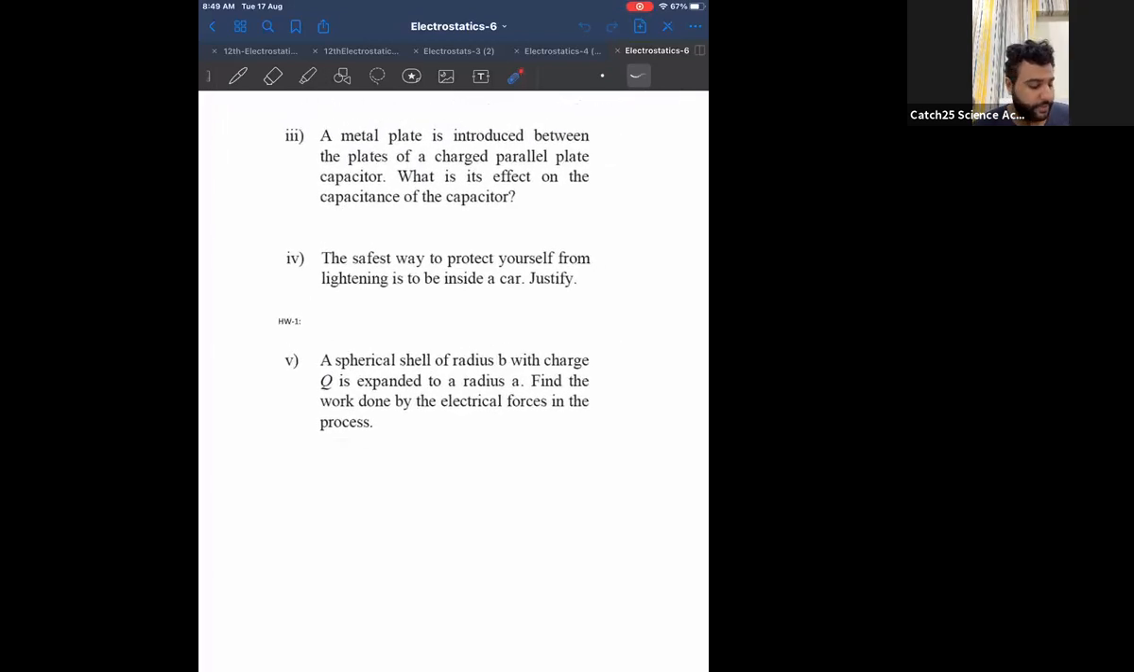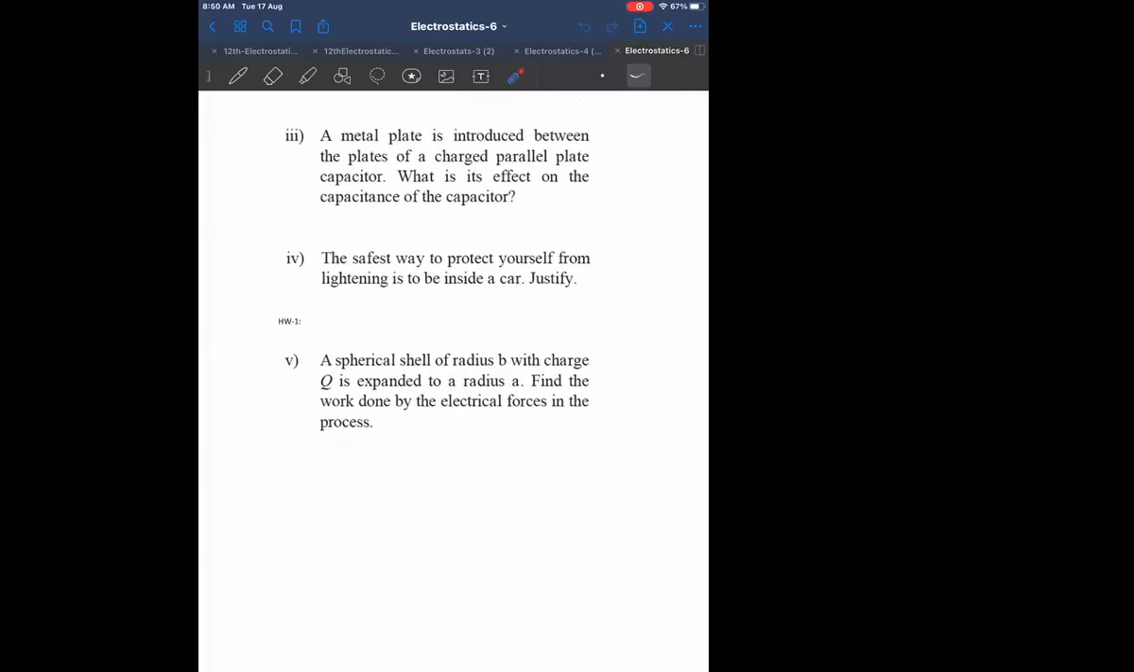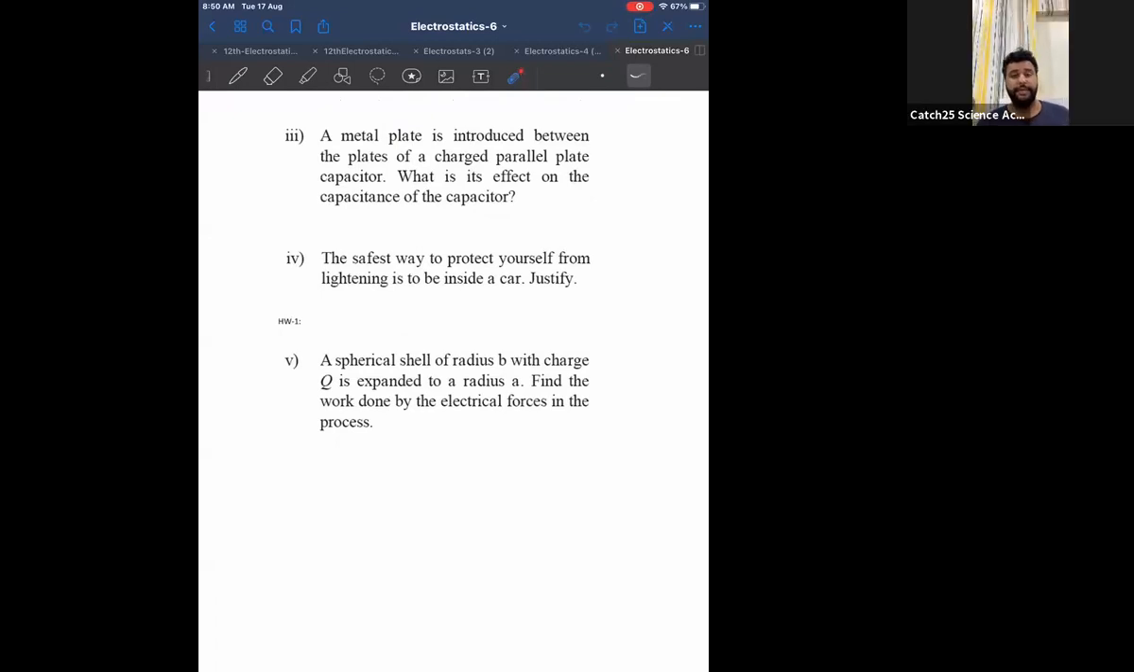Fourth one, tell me, what should be the answer? Electrostatic shielding. Electrostatic shielding is correct because the electric field inside the car is 0. We have just discussed this, that the electric field inside a charged metallic sphere or charged metallic conductor is 0. That is called a Faraday's cage, or electrostatic shielding.